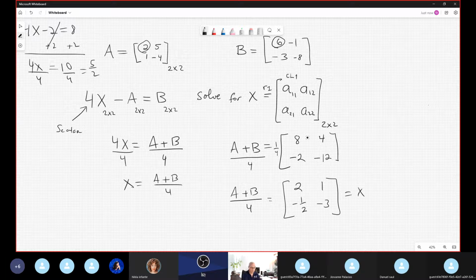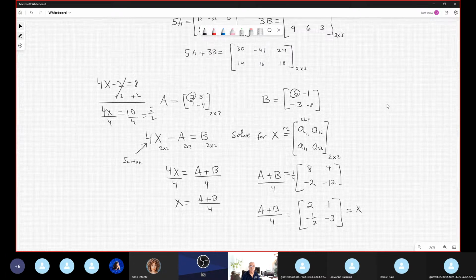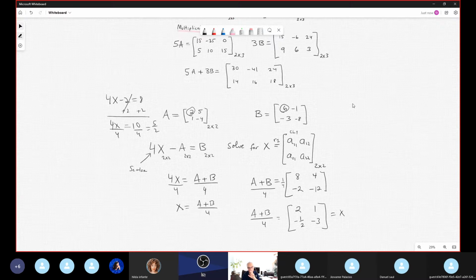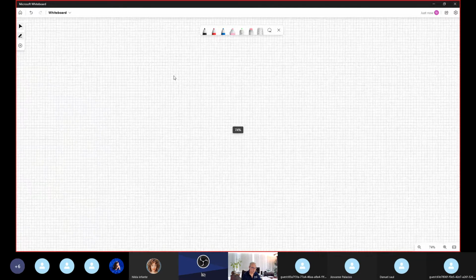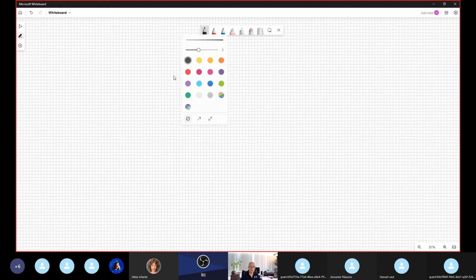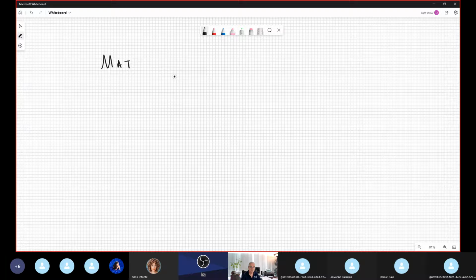Okay, easy so far. Now let's see, why not, a more complicated scenario in which you have, for example, multiplication of two matrices. It's different. Matrix multiplication. To understand this, we are doing an example.